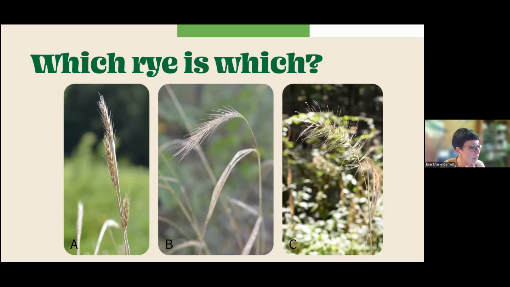All right. Excellent. Most of us are getting it. We've got the Virginia wild rye on the left. We've got the silky wild rye in the middle. And then we've got the bottlebrush grass on the right. Excellent job, everyone.